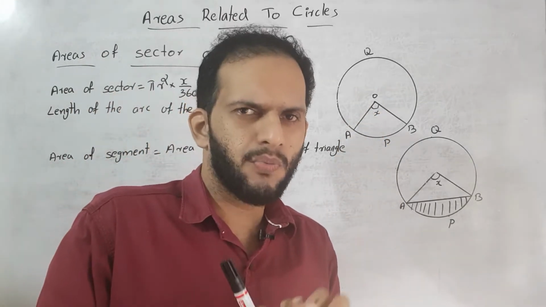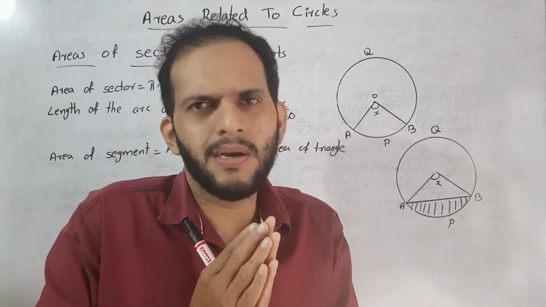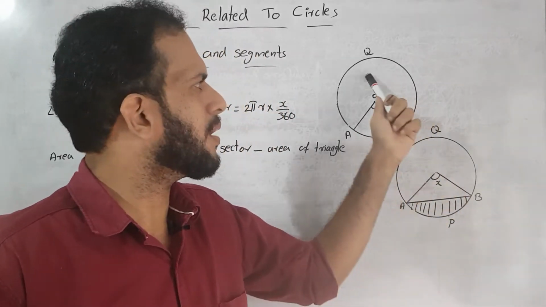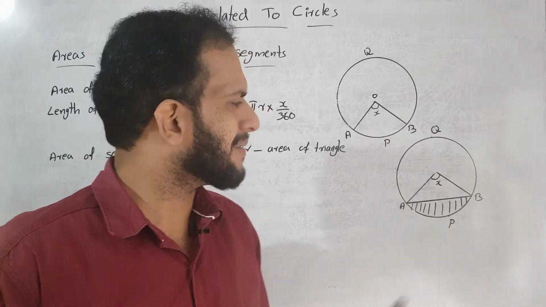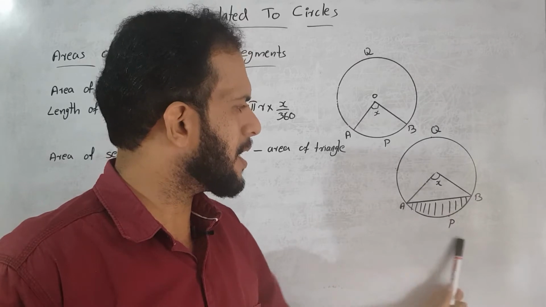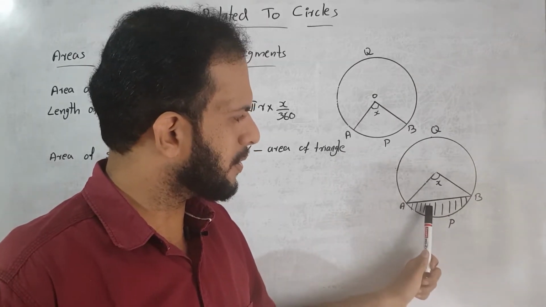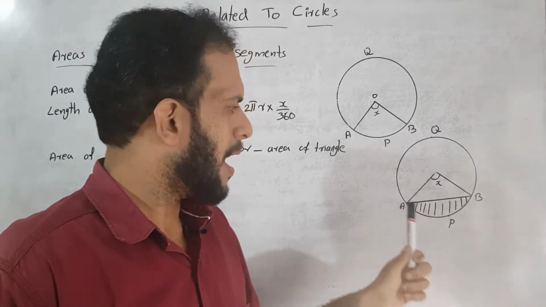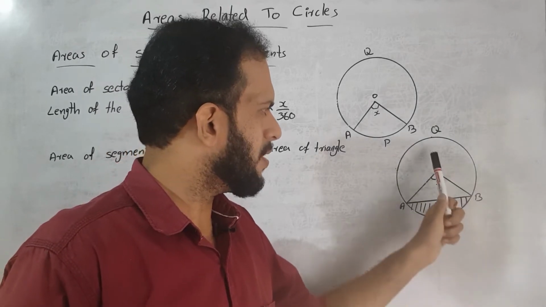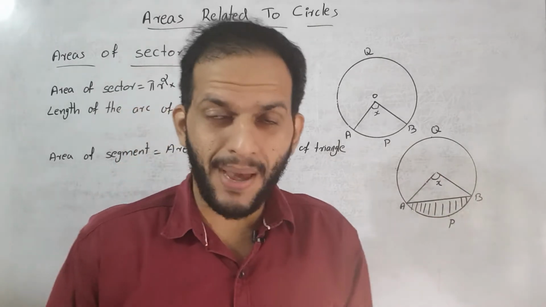In all cases we get two portions between the arc and the radii. One is bigger and one is small. The smaller one is called the minor sector and the bigger one is called the major sector. Likewise, for the segment, between the chord AB and the arc APB we get one portion. That portion is called the minor segment, and between the arc AQB and the chord AB we get one region here, the bigger one, which is called the major segment.